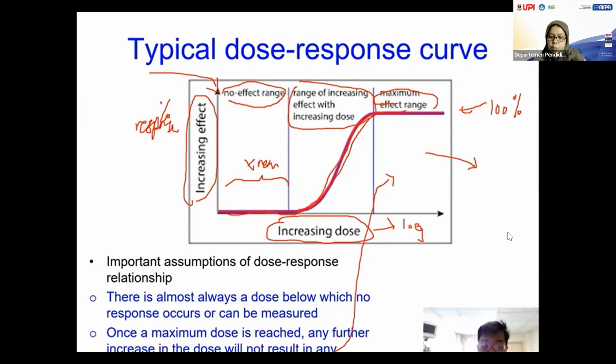We treat carcinogenic chemicals differently, because we have the assumption that carcinogenic chemicals will start to have a response when exposed at a small dose, around here. So the first assumption is not valid. There's no dose that has no response.